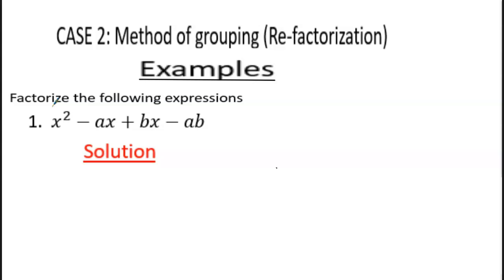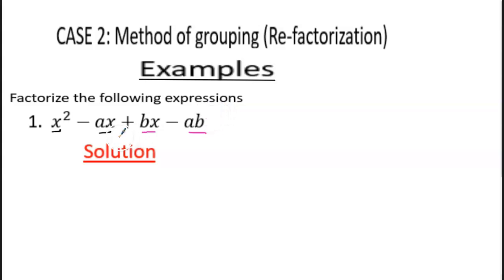If you remember, in case 1, we used the method of common factor. That is where we look at all the terms of the algebraic expression, then find a factor which is common. Now looking at all these 4 terms, there is no factor which is common in all the terms. That is where the method of grouping comes in, or re-factorization.